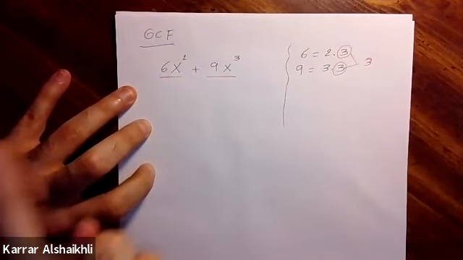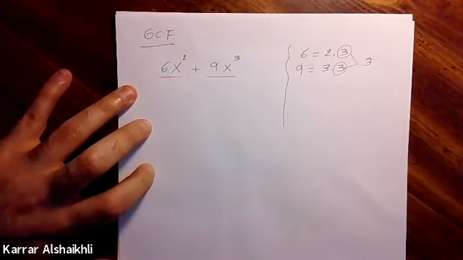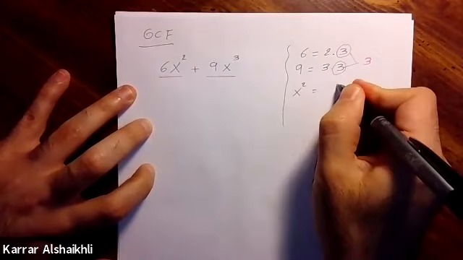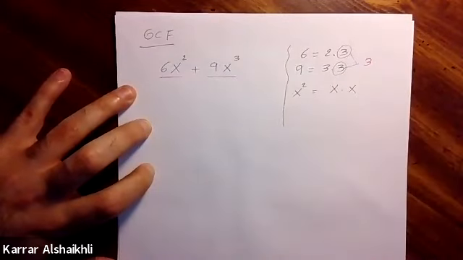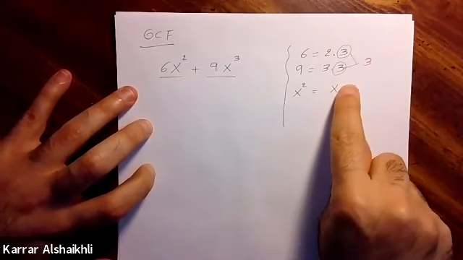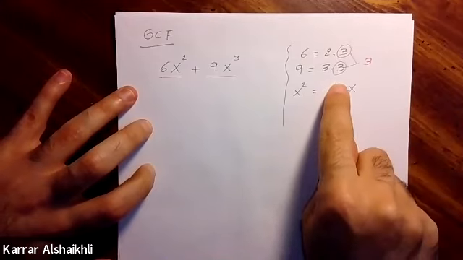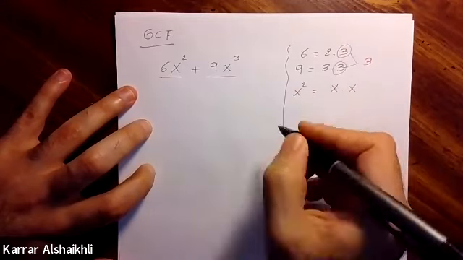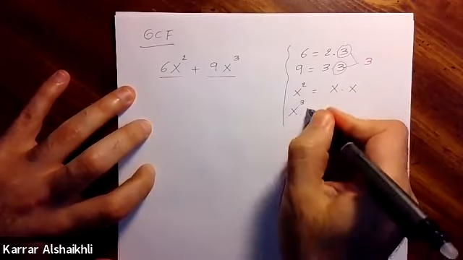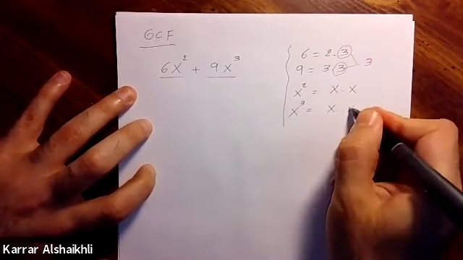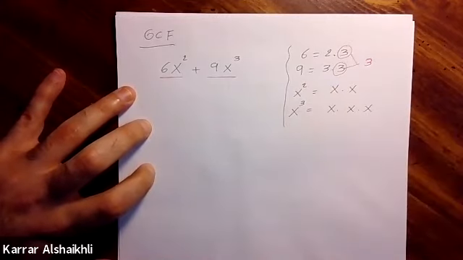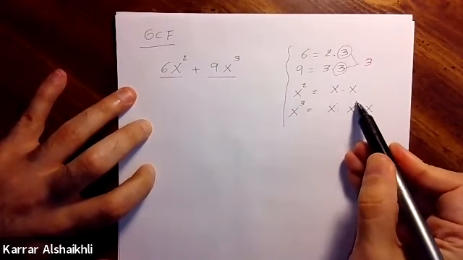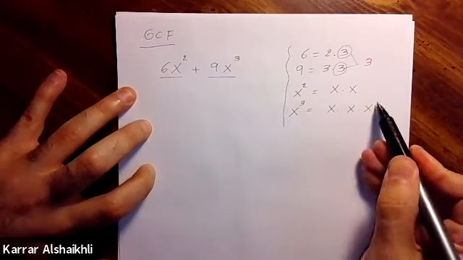Now I need to find the GCF between the variables. So x squared, that means x times x. Is that right? Because if there's no exponent, that means the exponent is 1. 1 plus 1 is going to be 2. Now x cubed equals x times x times x. There is no exponent, that means 1, and 1 plus 1 plus 1 is going to be 3.